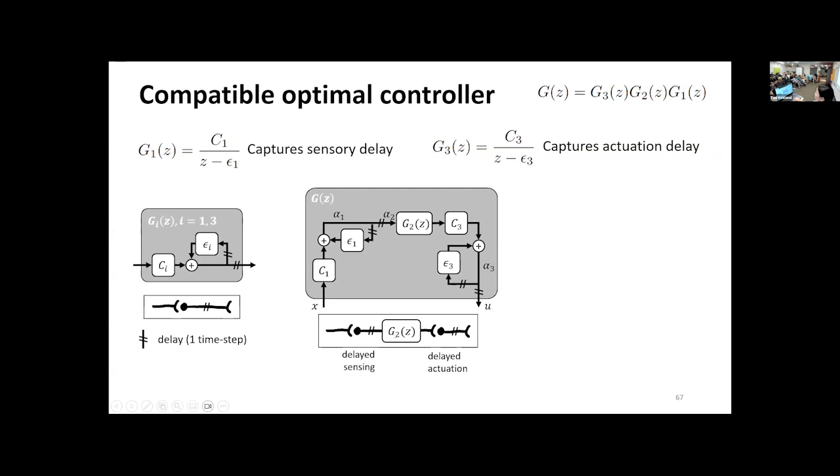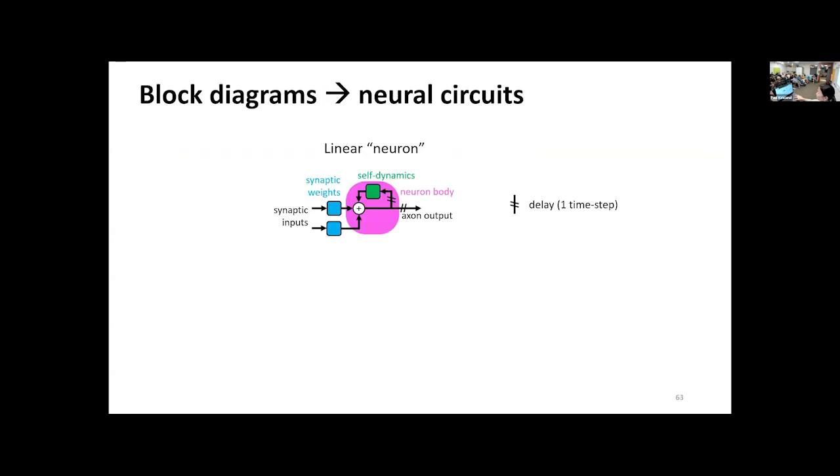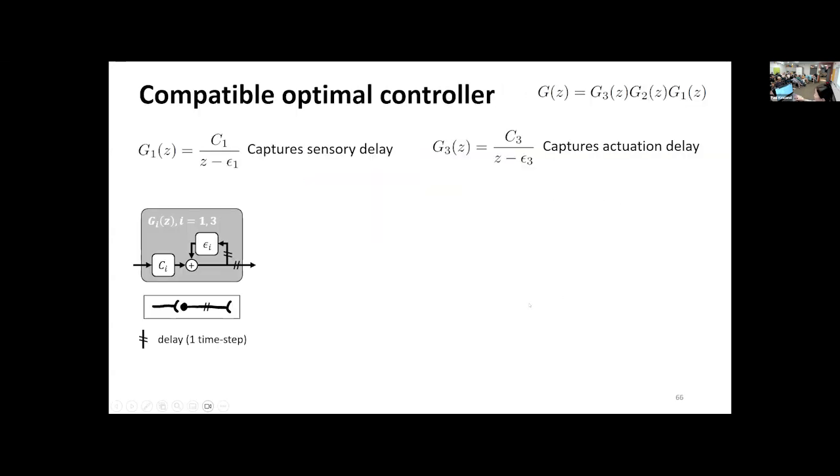So now we're just looking for circuits of G2, and once we have that, we just plug that into this diagram, and then that's our hypothesis circuit. And everything matches. We have delayed sensing and delayed actuation. Okay. Delays are compatible, meaning they're in the right places. Now we have to find circuits for G2. As a reminder, should have put it there, G2 is this thing. Most of these are constants, so this is not a very bad transfer function.